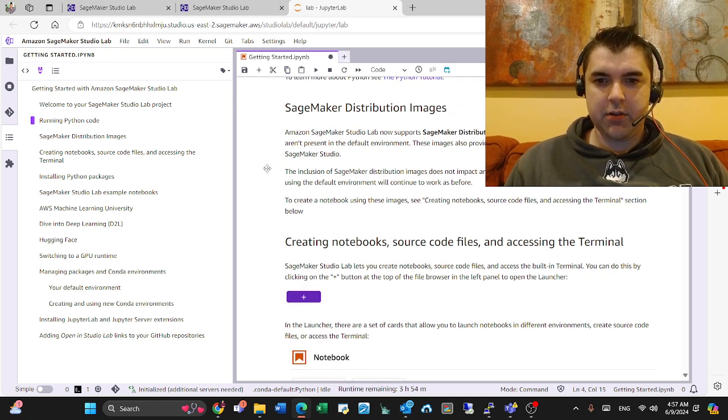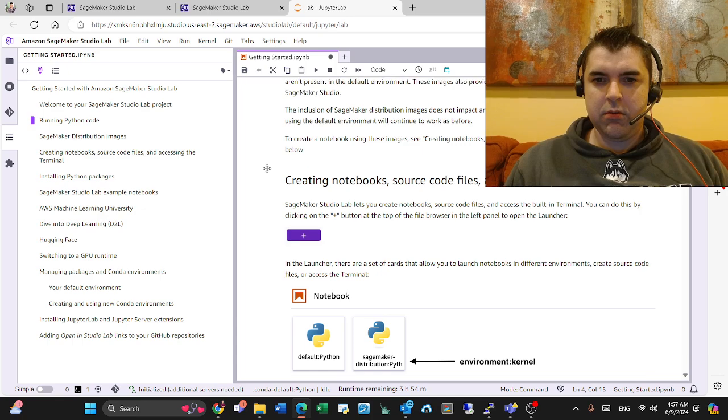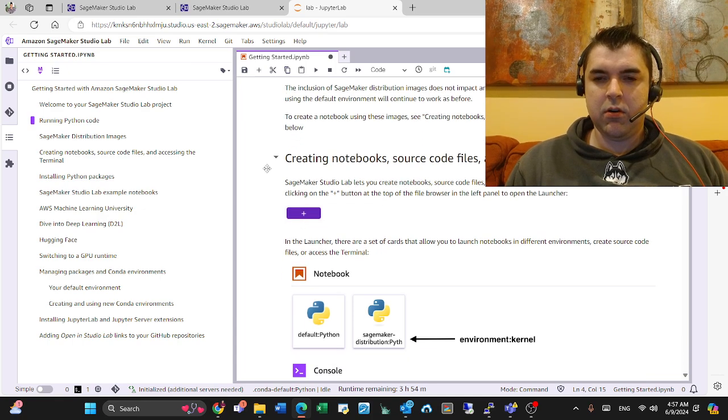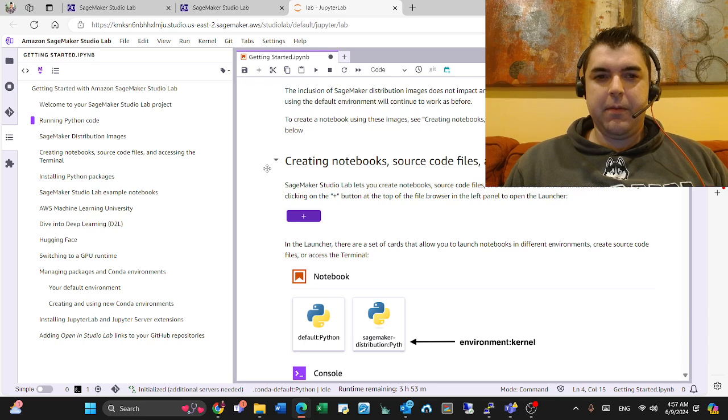SageMaker Studio Lab now supports SageMaker distribution images, which provide a richer set of libraries that aren't present in the default environment. They also provide consistency with environments in Amazon SageMaker Studio. Notebooks as the default environment.